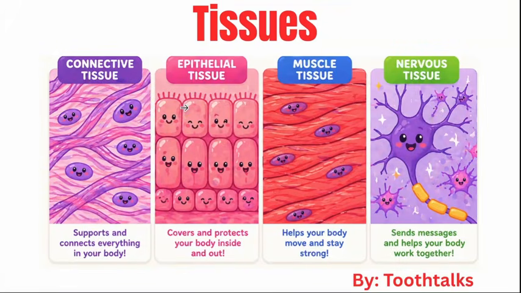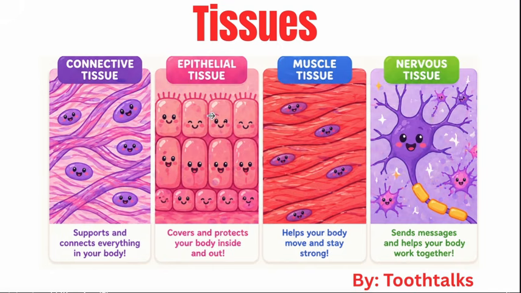Hello everyone. Today we're gonna learn about the tissues of the human body. There are four types of tissues: connective tissue, epithelial tissue, muscle tissue, and nervous tissue. We're gonna talk about epithelial tissue today.